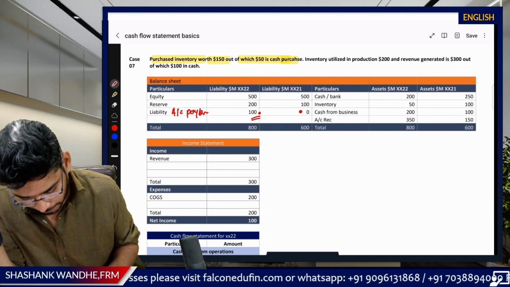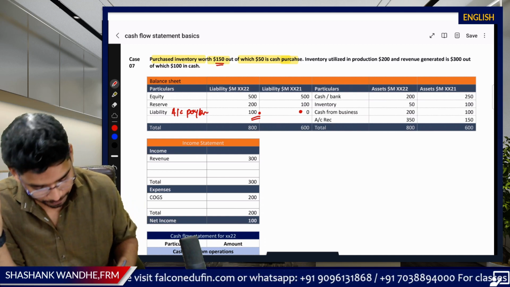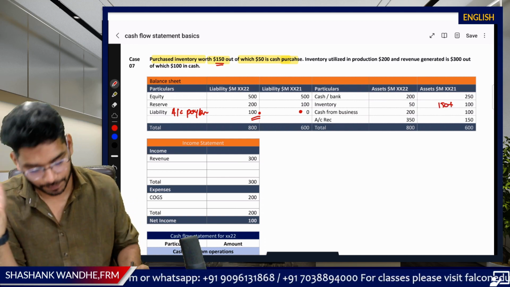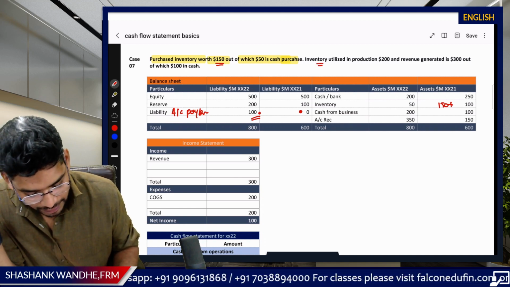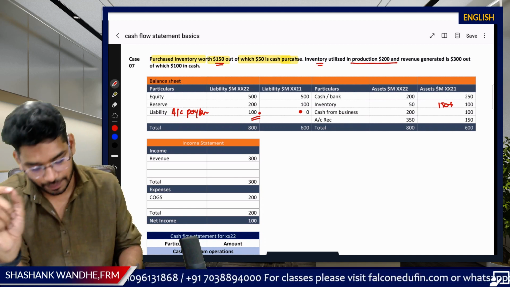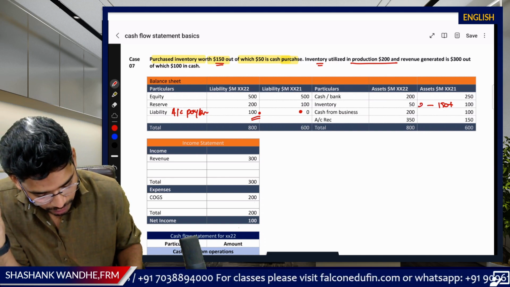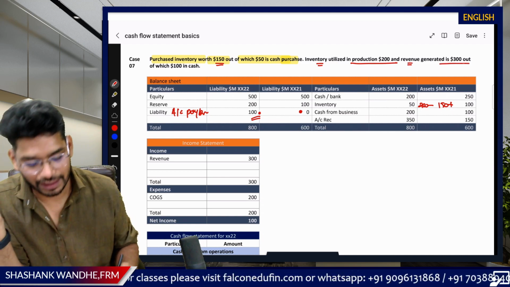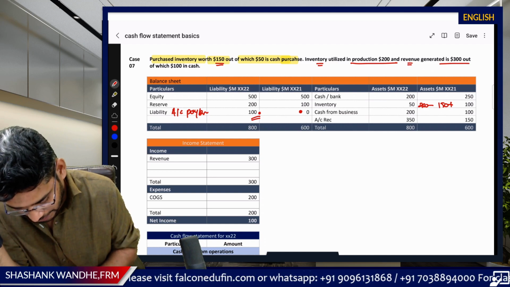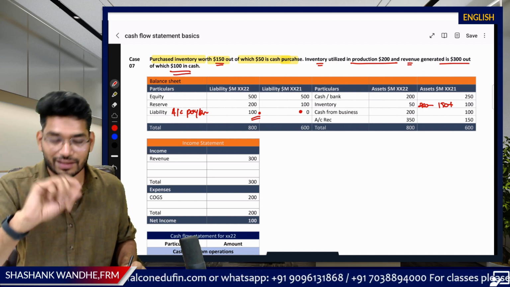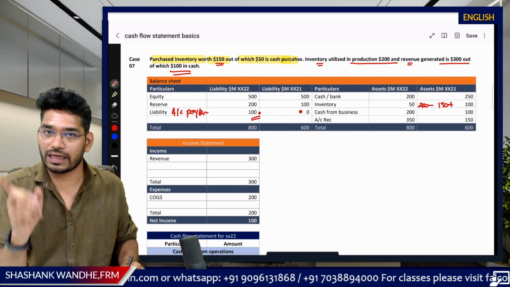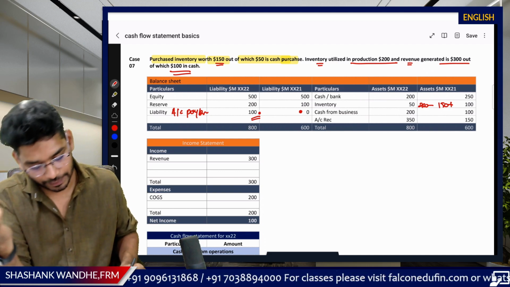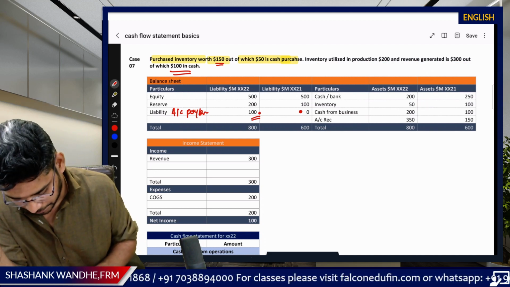Now, we purchased inventory worth 150. So obviously here our inventory will increase by 150. Next, inventory utilized in production, 200 million. Revenue generated is 300 million, out of which you have 100 in cash, and the rest, 200 million, is on credit. Now let's see this one by one.